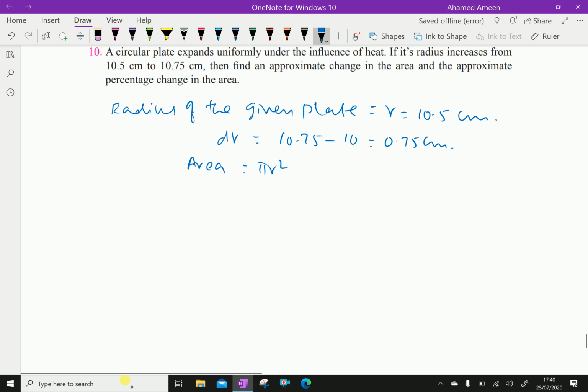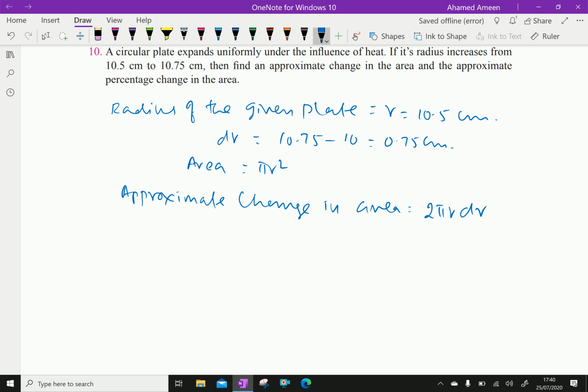Approximate change in area: differentiate pi r squared, it is 2 pi r dr. Then we'll put the values in 2 pi r dr. Here dr is 10.75 minus 10.5, which is 0.25.